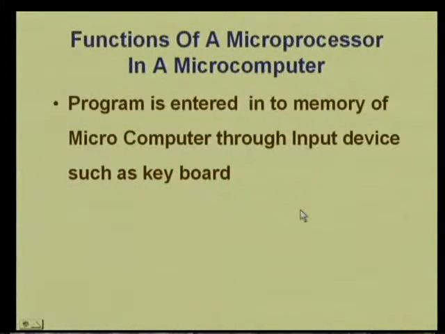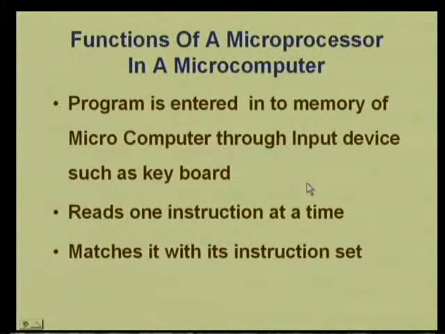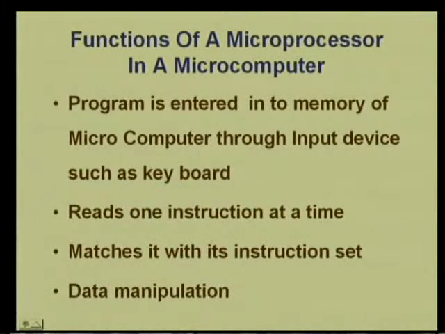Now let us see what are the functions of a microprocessor in a microcomputer. The functions can be stated like this. Initially the program is entered into the memory of the microcomputer with the help of an input device such as a keyboard. Once the program has been entered, the processor reads one instruction at a time. Then it matches the instruction with its instruction set which is available internally. When both the instructions are matched, the actual data manipulation takes place according to the opcode which it indicates.